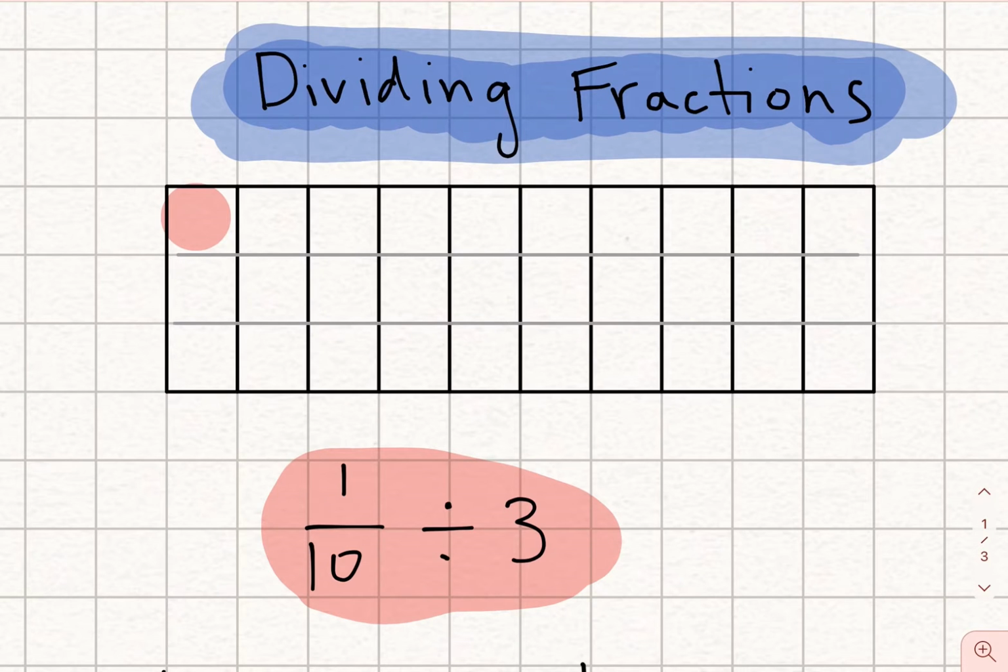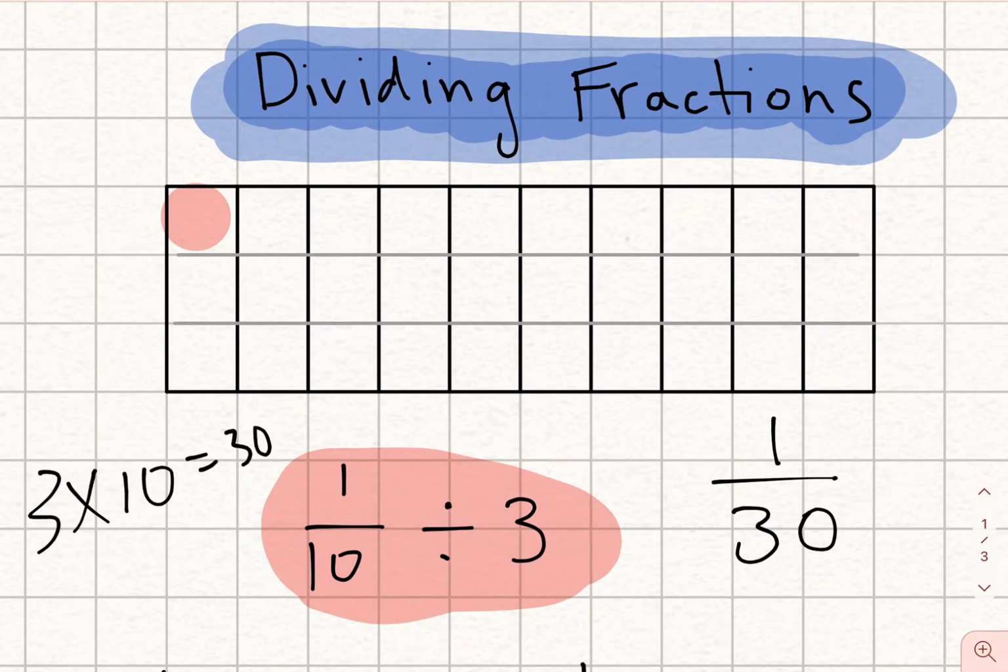So here I have 1. I've highlighted 1 here. And that's 1 out of how many? How many are there all together? Now I could count, 1, 2, 3, 4, 5, 6, but that's going to take forever. I'm just going to know that I have 1, 2, 3 times 1, 2, 3, 4, 5, 6, 7, 8, 9, 10, and that's going to be 30. So it's 1 out of 30. So 1/10 divided by 3 is 1/30.